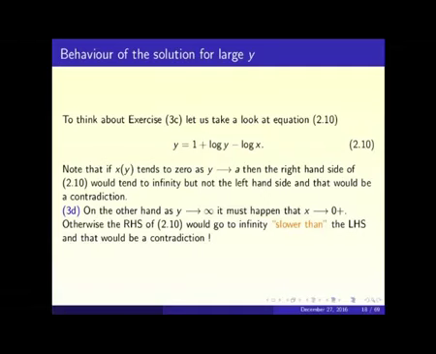Note that x must tend to 0 as y tends to infinity, the last part 3D. As y goes to plus infinity, it must happen that x must go to 0 plus. Otherwise, the right hand side of 2.10 would go to infinity slower than the left hand side, which is a contradiction. Or in other words, bring the log y on the left hand side and you can argue as I argued before.